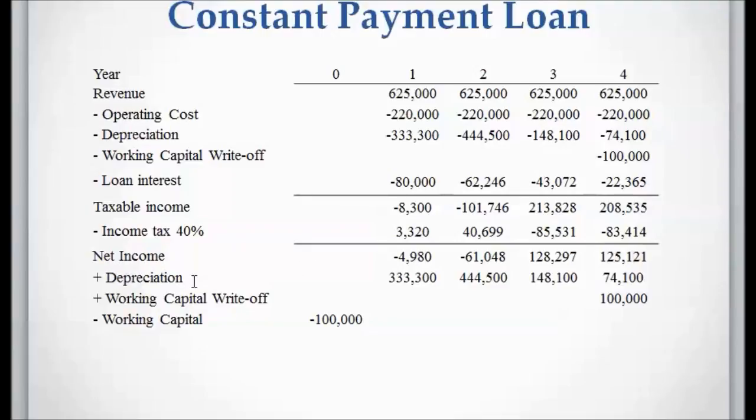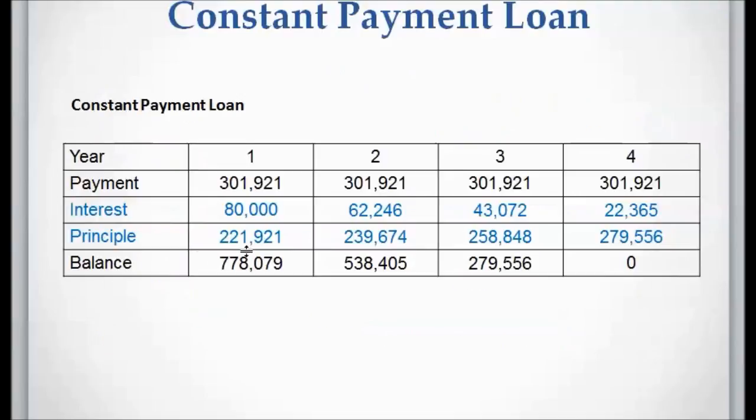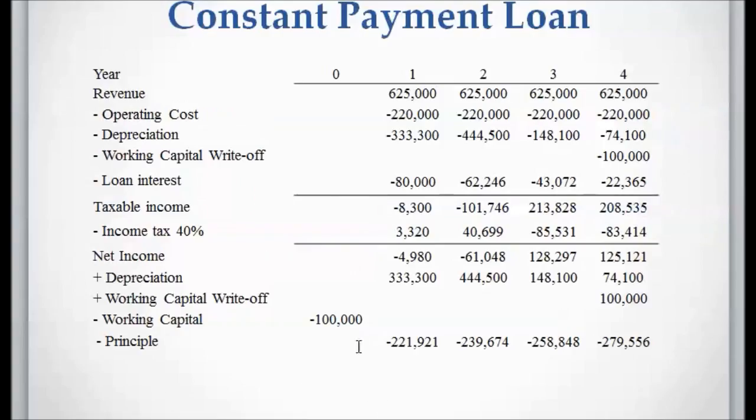And we calculate the taxable income, we calculate the tax, we calculate net income, we add back the depreciation, working capital write-off, and working capital with the negative sign. So a very important point here: because we took a loan, we need to enter the principal portion of those annual payments. So the principal portion of the loan that we calculated here, we extract these and we enter them into the table. So these are the principal of the loan.